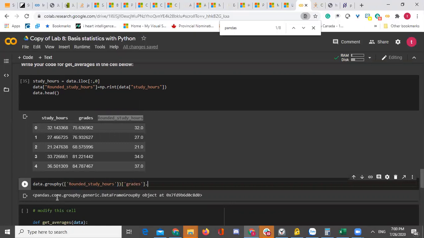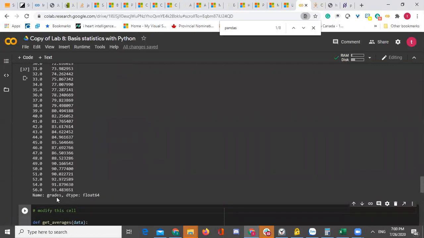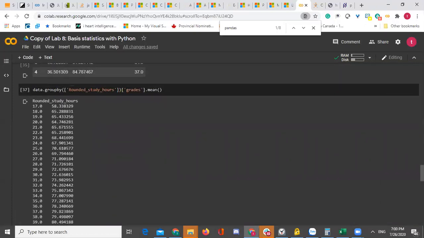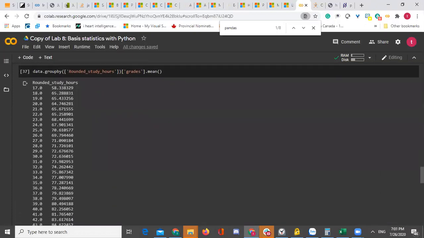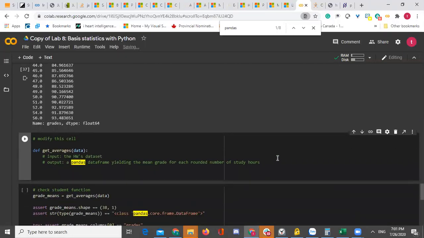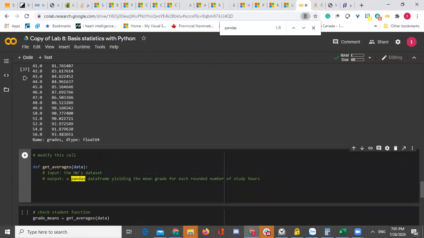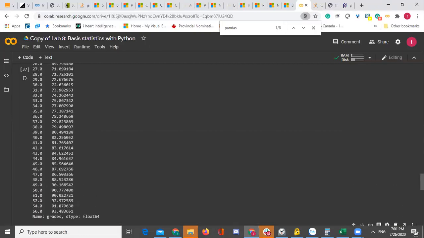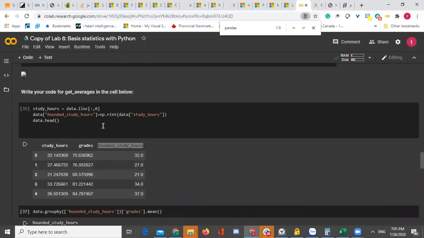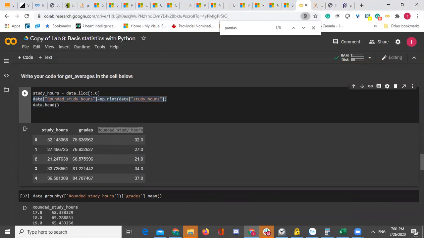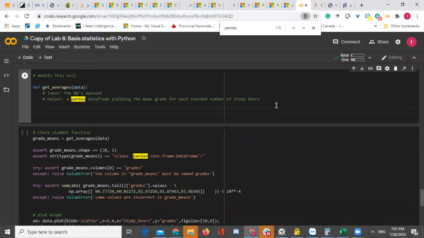Okay. Awesome. So we got a mean. The data frame yields the mean grade for each rounded number of study hours. So basically, we just copy these two lines down, right? Yes. So we just copy it and put it in here, right?